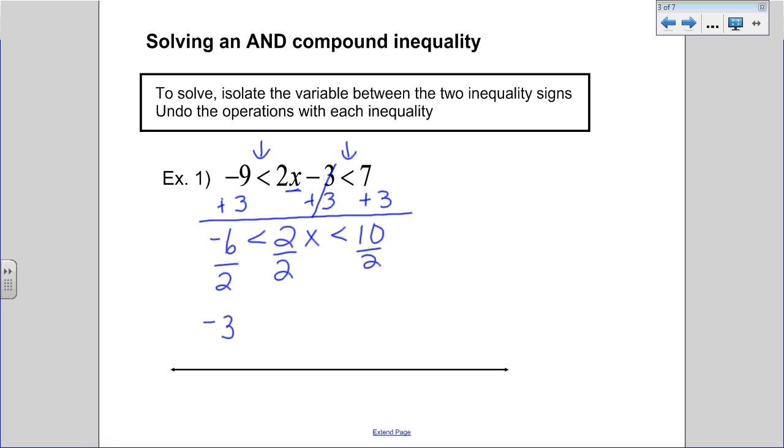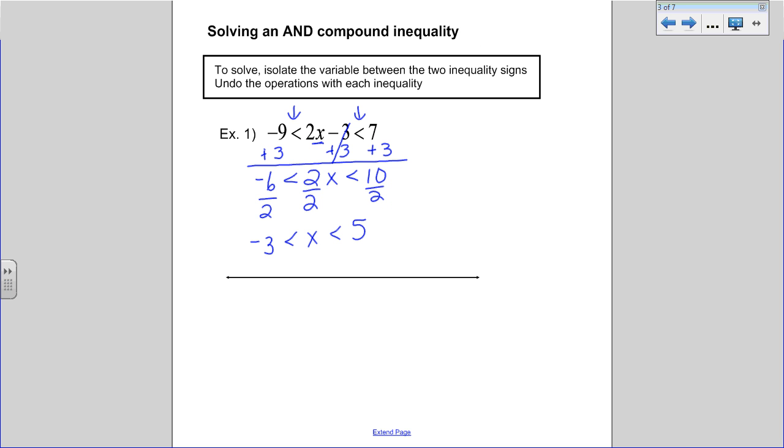I'm going to have -3 is less than x is less than 5. It looks like a kind of weird way to say it, but what this means is I'm looking for x to be less than 5, and x, because it's open, is greater than -3. So it has to be greater than -3, but x at the same time has to be less than 5.